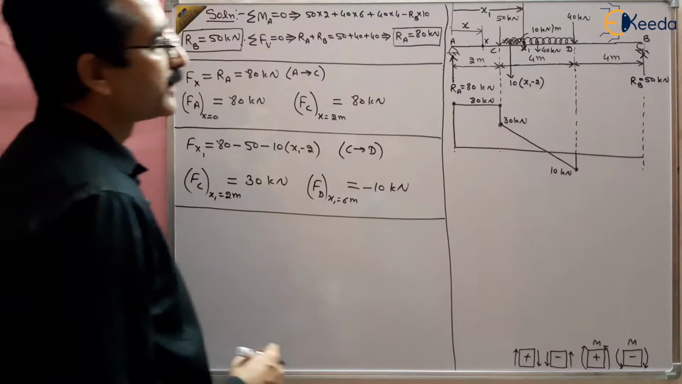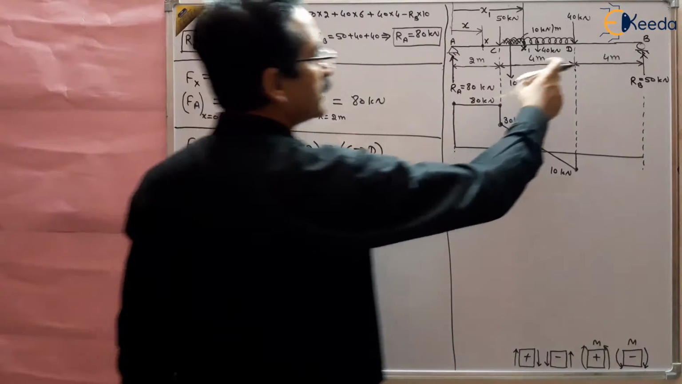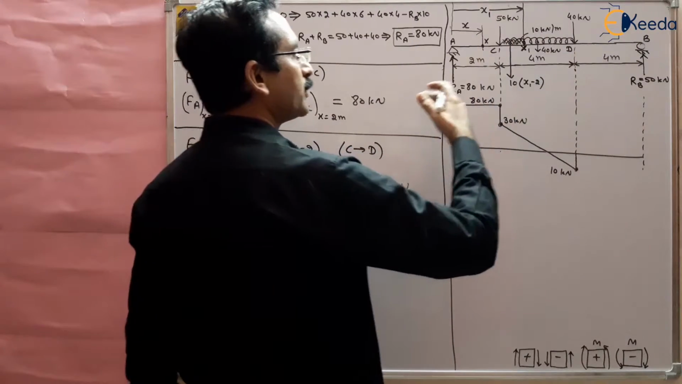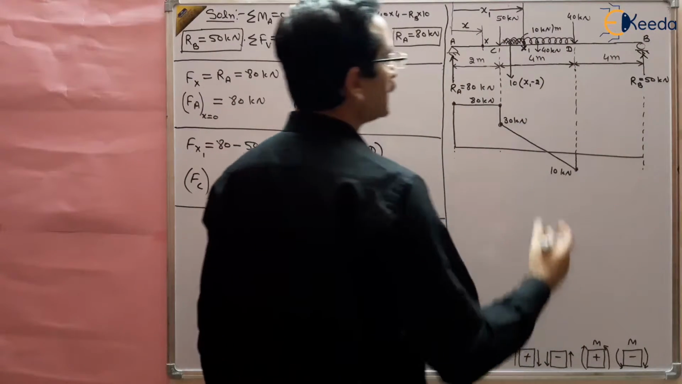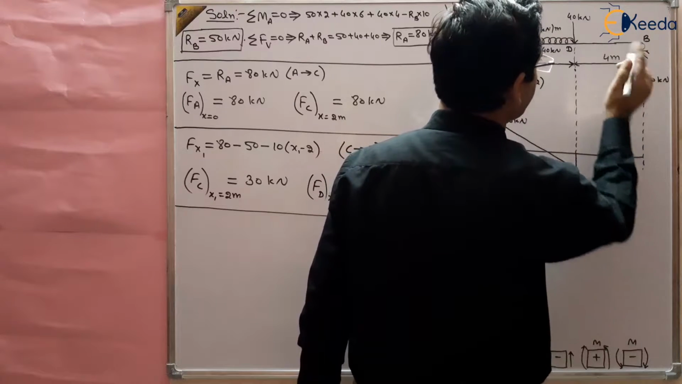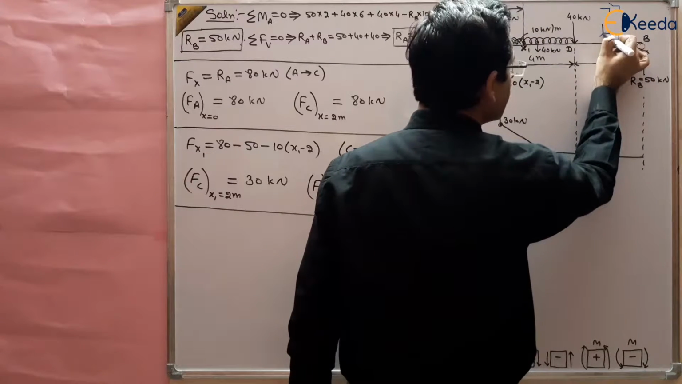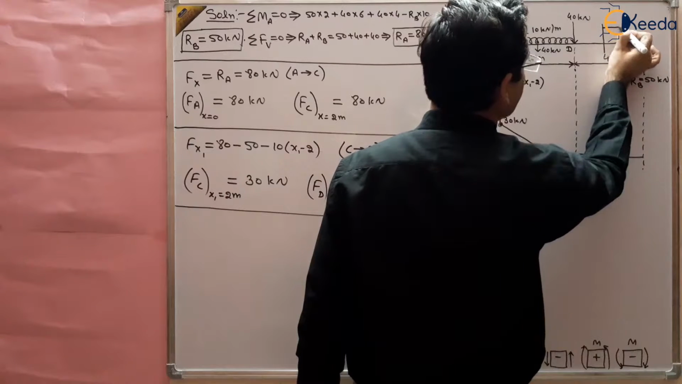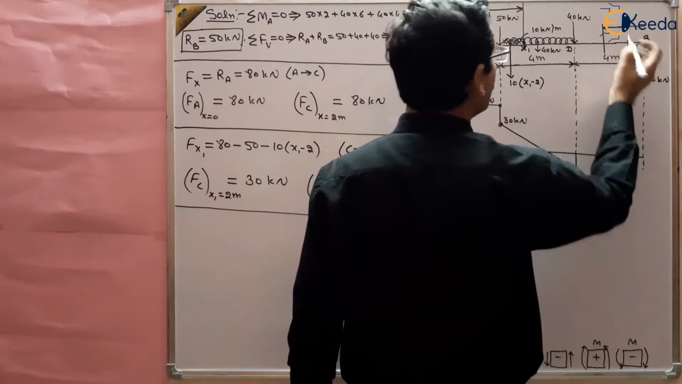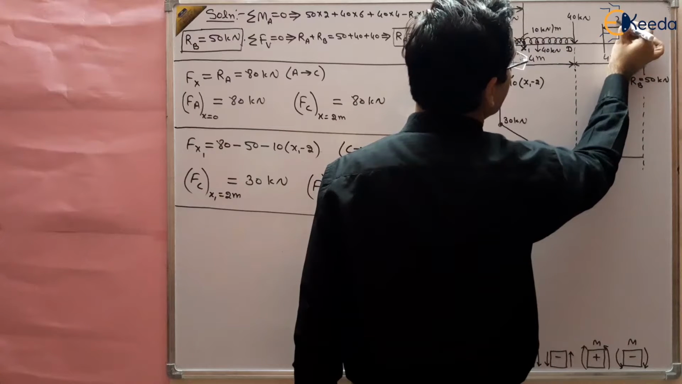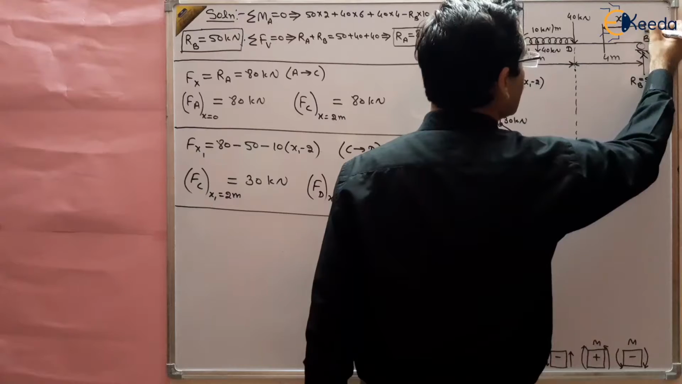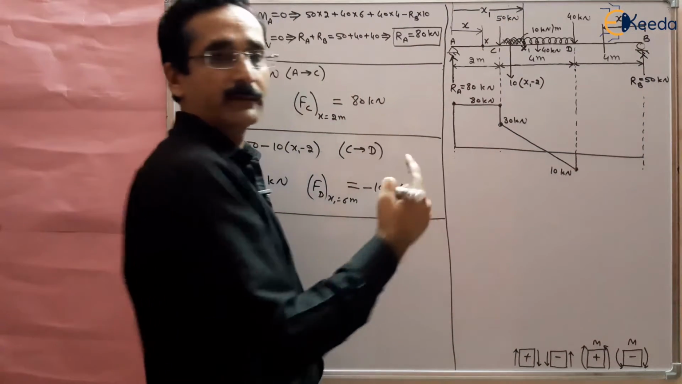Next is between D to B. Again take the section. We can take the section from the left or from the right. It is better to take the section from the right because on the right there is only one force. So we take the section from the right itself, like this. And suppose this is x2. Remember that x2 is from B, not from A. Now we are taking from B, right?